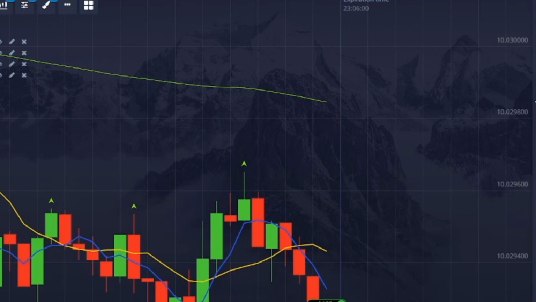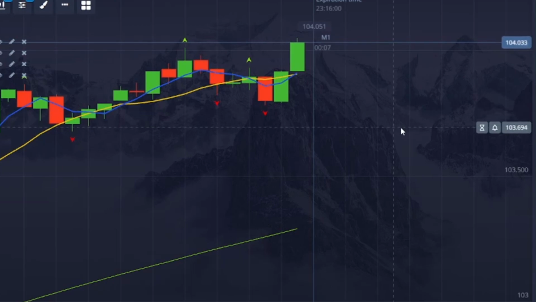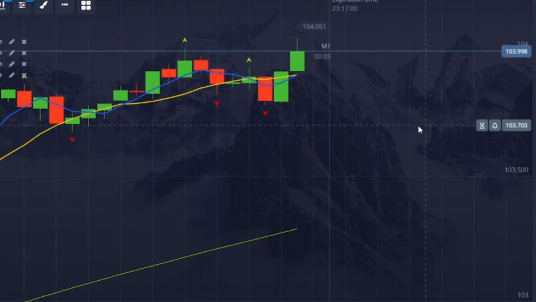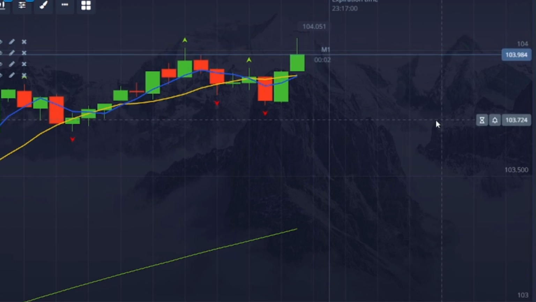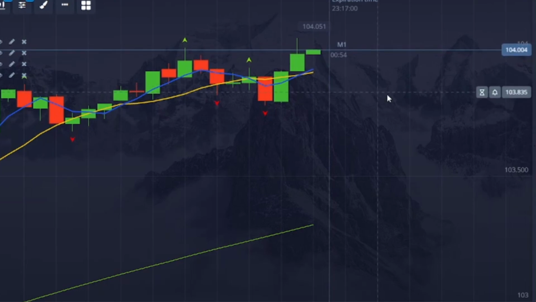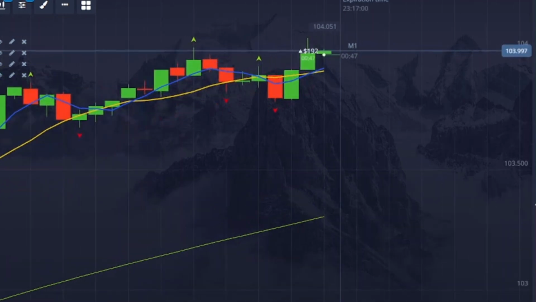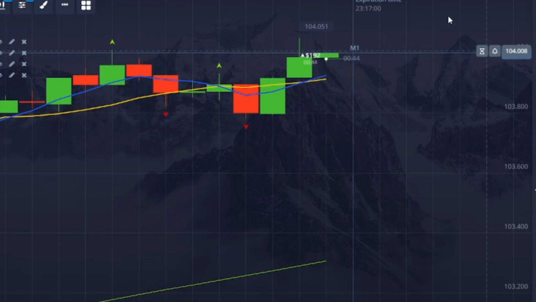That was a win, guys. Let me increase the stake and look for another opportunity. So guys, I think I found my second trade. The cross has happened. Let's go with the buyers. So clearly, as you can see, we are in an uptrend.